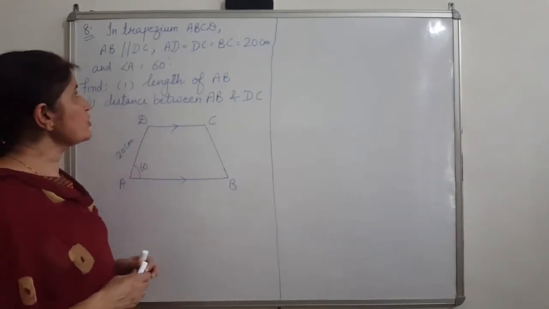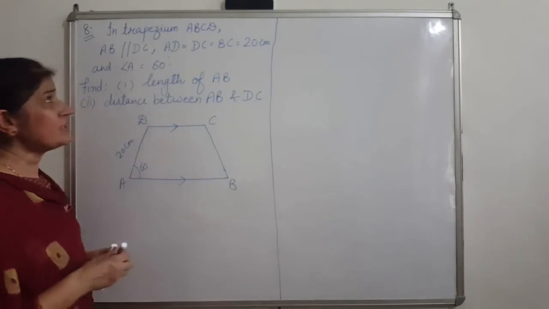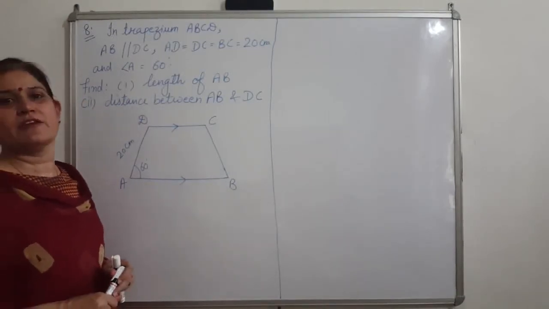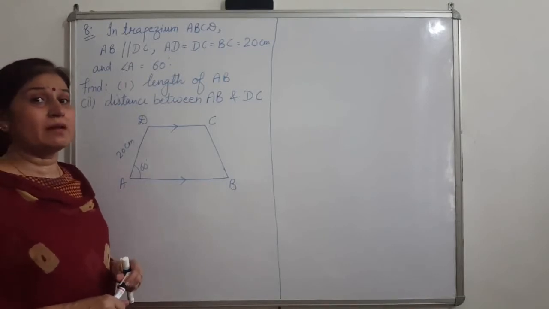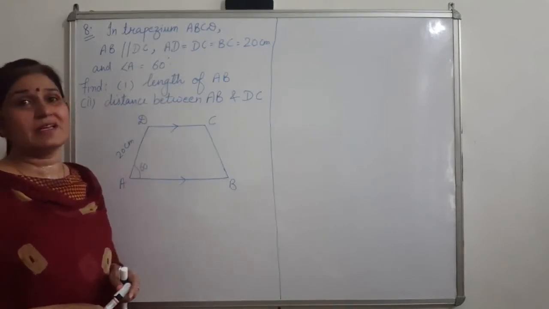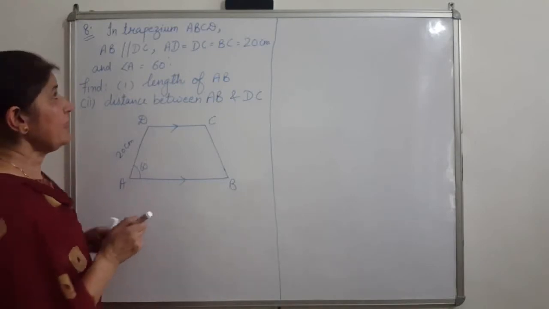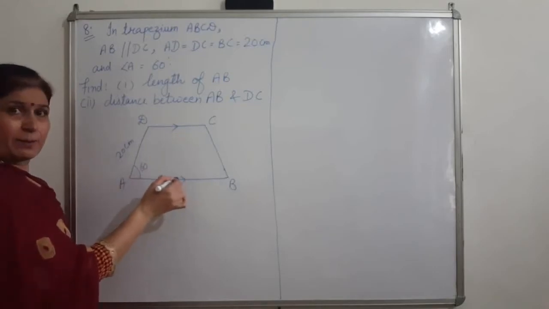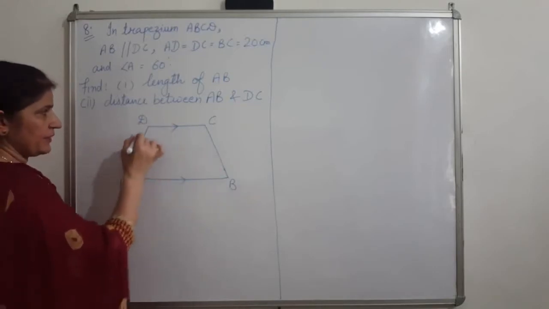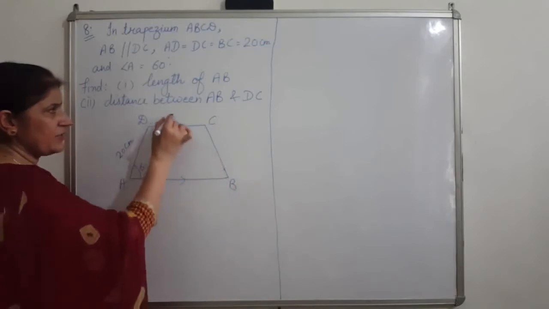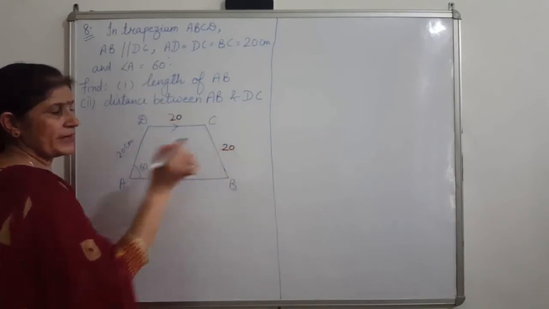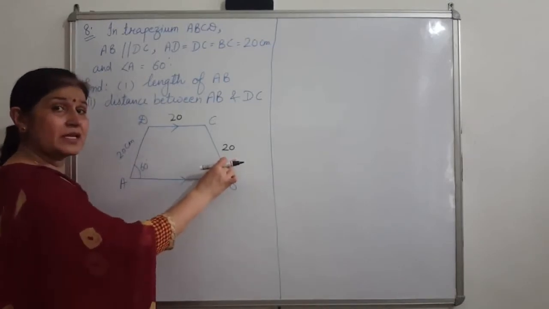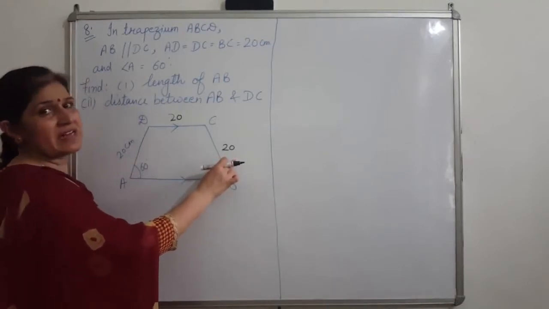Now we will do question number 8. In this question a trapezium is given. Now what do you mean by trapezium? Any four-sided figure in which one pair of sides is parallel but not equal. Because if it is equal, then it becomes a parallelogram. We have a trapezium ABCD in which these two sides are given parallel and these three sides AD, DC and BC are given equal. That means each side is 20.